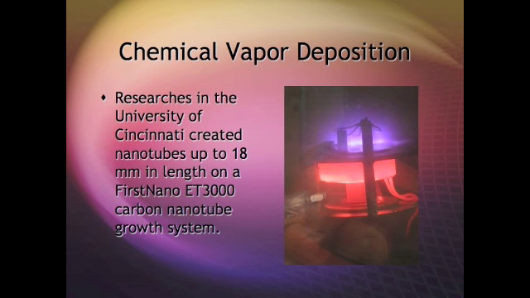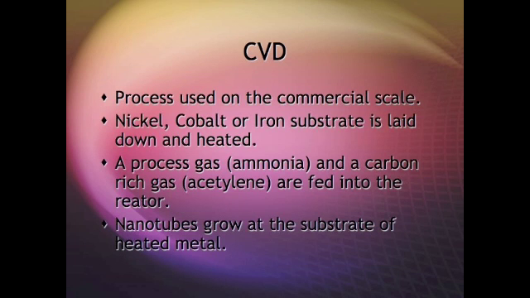The last method to synthesize carbon nanotubes is chemical vapor deposition. Researchers at the University of Cincinnati created nanotubes up to 18 millimeters in length on a First Nano ET3000 carbon nanotube growth system. Chemical vapor deposition, or CVD, is the process most commonly used now on the commercial scale. A metal substrate, such as nickel, cobalt, or iron, is laid down and heated to approximately 700 degrees Fahrenheit. A carbon-rich gas, which will provide the carbon for the nanotubes, and a process gas are fed into the reactor. Nanotubes grow at the substrate of heated metal.